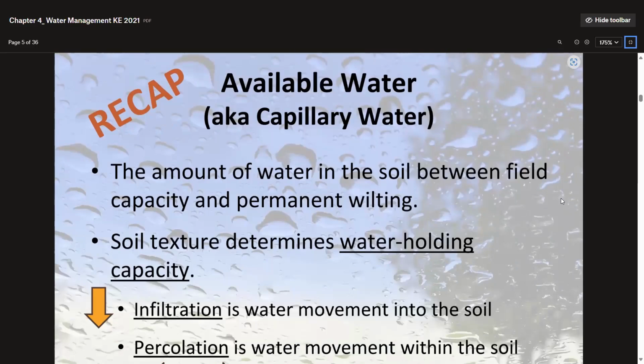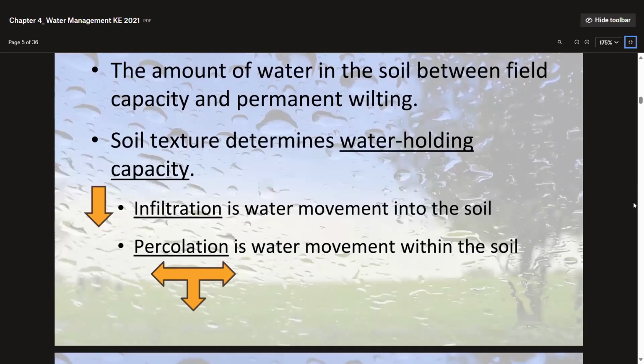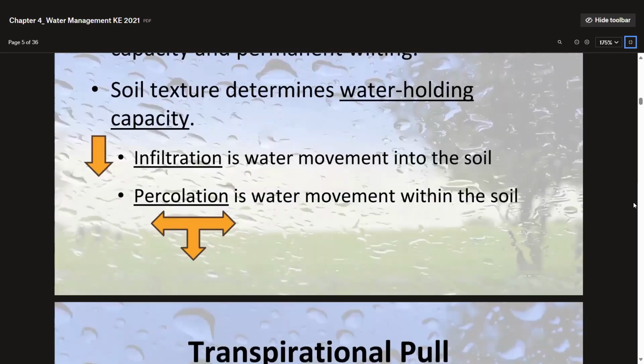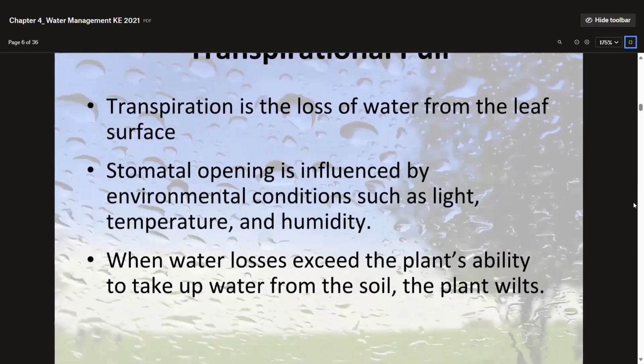So available water, like we talked about, is capillary water, right? Capillary water is available water, and the amount of water in the soil between field capacity and permanent wilting. Soil texture determines water holding capacity, right? Infiltration is water movement into the soil. Percolation is water movement within the soil. So up, down, and sideways, right? Well, not so much up. Water doesn't tend to flow up. Sideways, down, okay? Unless you're in one of those weird places where they've made the water run uphill. And I still don't understand that, but hey, whatever.